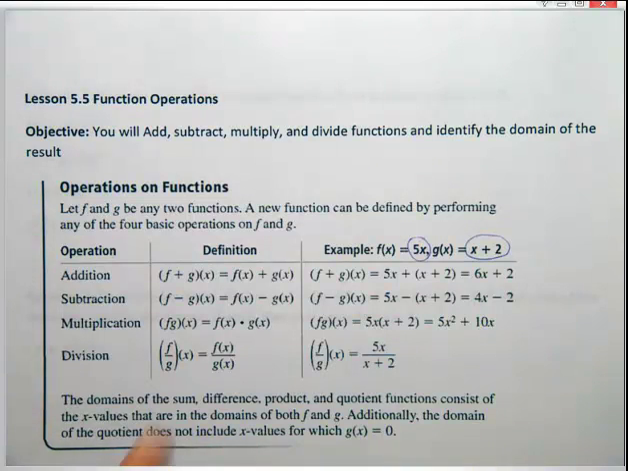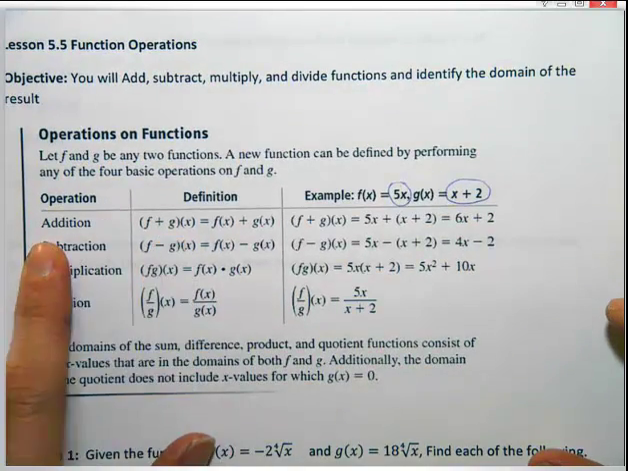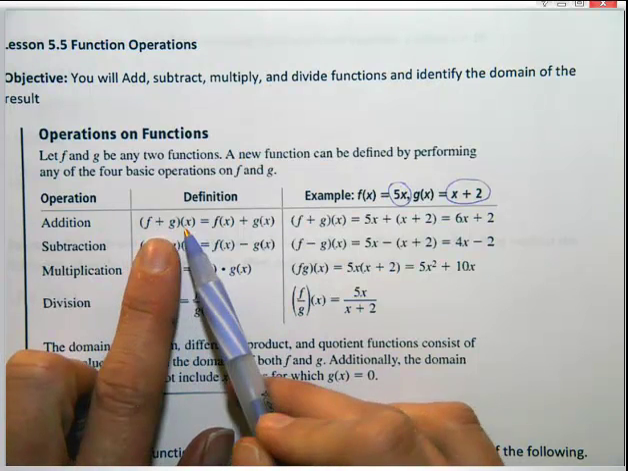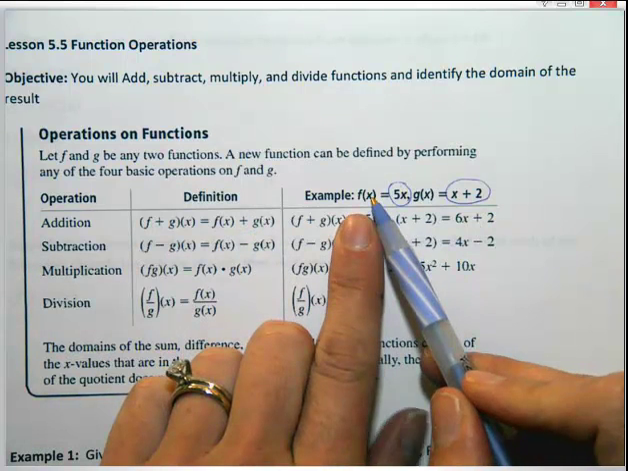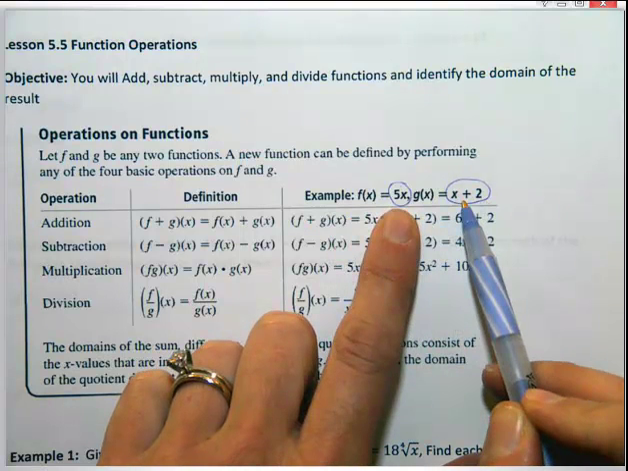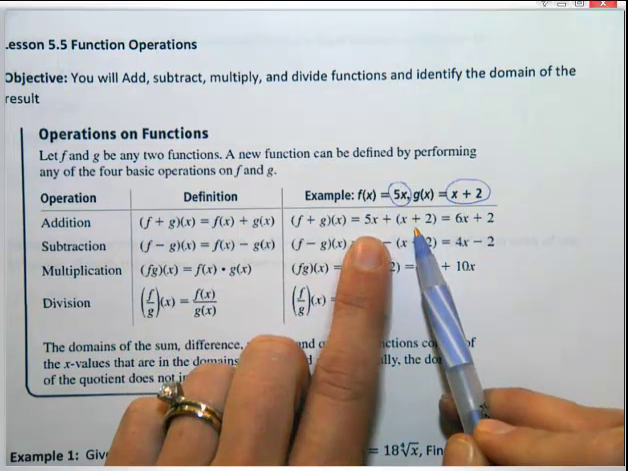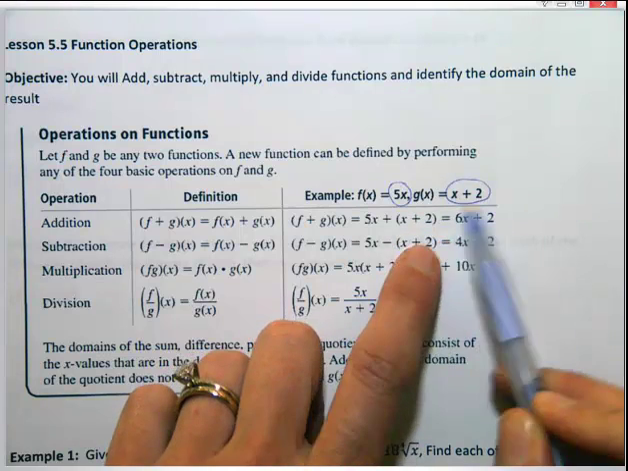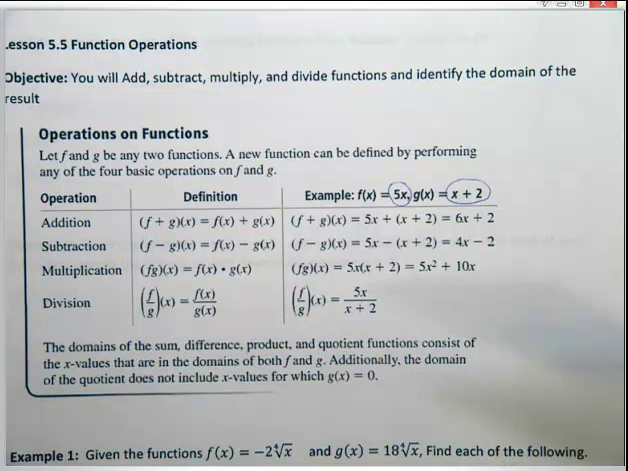What you'll notice is the way that the notation will be written: if I'm adding functions, I might write it like this, f plus g of x. It just means that we're adding function f with function g. There's an example here. Function f is 5x. Function g is x plus 2. If I add them together, I just take the 5x with the x plus 2, add them together. 5x and x are the like terms, so we get 6x plus 2. That's our resulting function. We're going to do the same with subtraction, multiplication, and division.